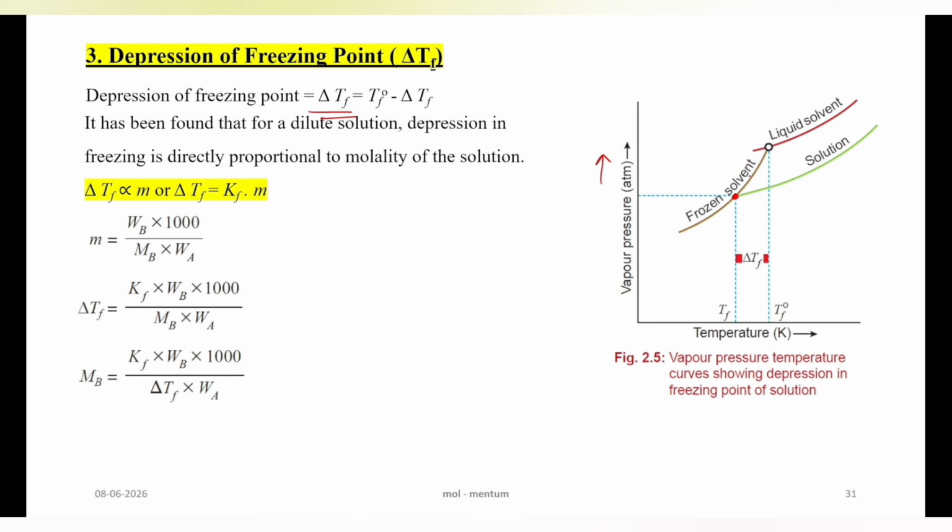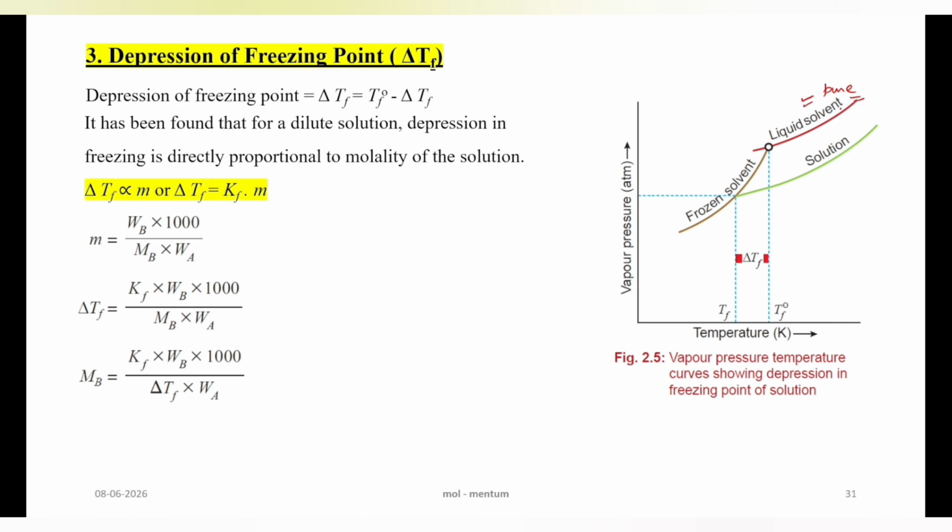So you can see this is the frozen solvent, the solid solvent. This brown line represents the solid part, and this green line represents the liquid solution. You can see this is the point where the vapor pressure of this liquid and this frozen solvent are the same. So this point represents the freezing point.